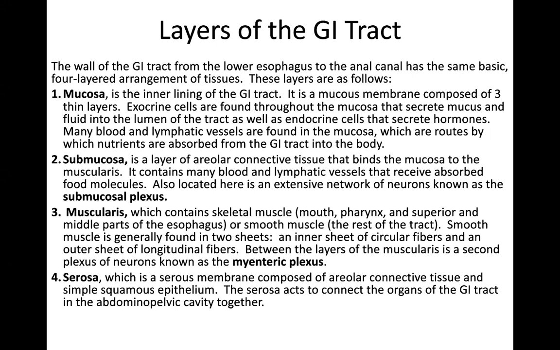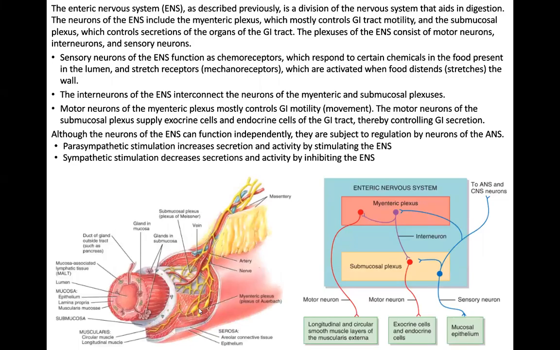Now, the amount of smooth muscle is dependent upon where you're at. In most places, it's only 2 sheets, an inner circular layer and an outer longitudinal layer. In the stomach, there's actually a 3rd. But between those layers of the muscularis is where you find the network of neurons known as the myenteric plexus, which is what controls the activity of that muscle.